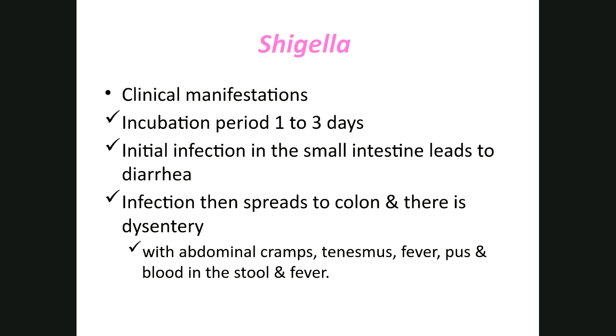After infection, it takes about 1 to 3 days for symptoms to start. Initially, the small intestine is involved, and as it spreads and descends to the colon, it produces other symptoms like abdominal cramps, tenesmus, fever, and pus and blood in the stool. If you compare this with enterohemorrhagic E. coli, fever was not a common feature or a hallmark of enterohemorrhagic E. coli.